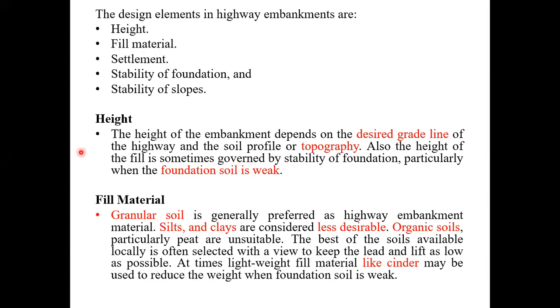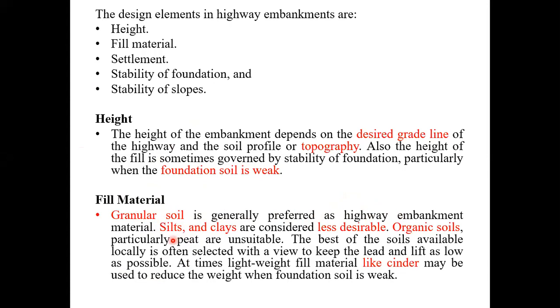Next, second one is the filling material. Which type of soil you need to use to fill the material? You have to study that. First material is granular soil. Granular soil will be preferred all over the highway, either for embankment or for subgrade.